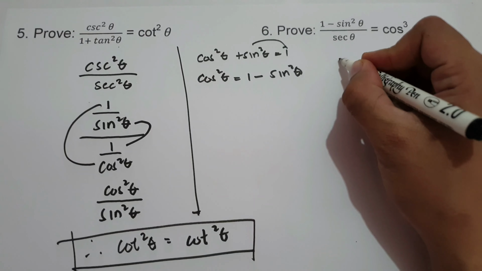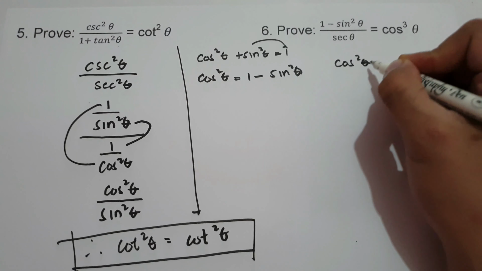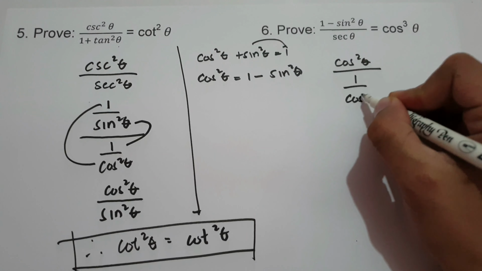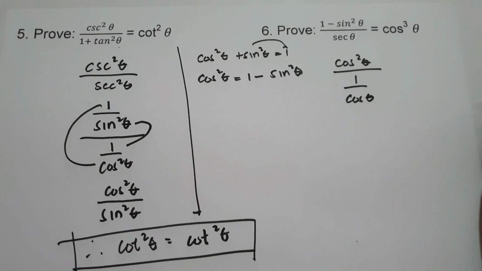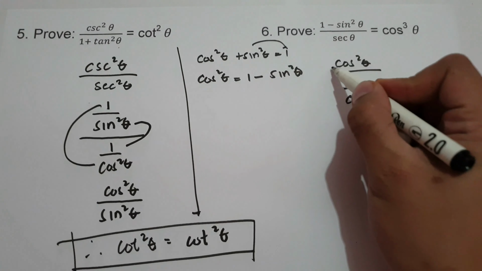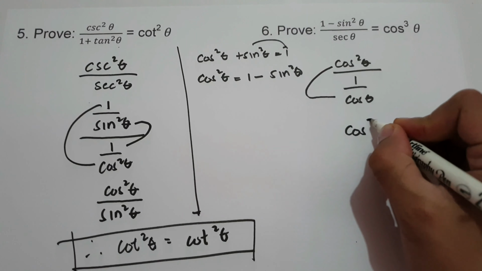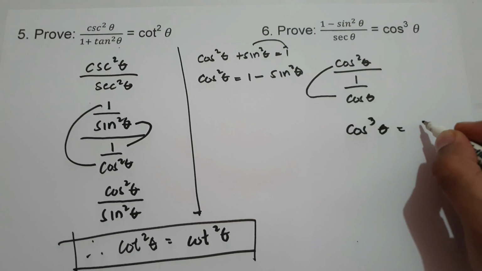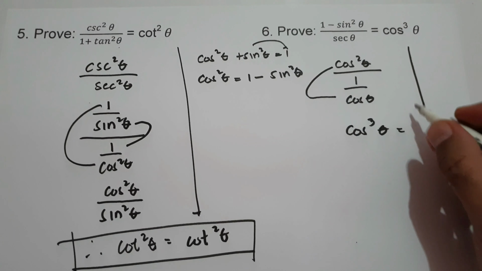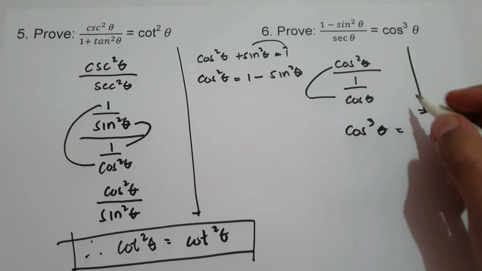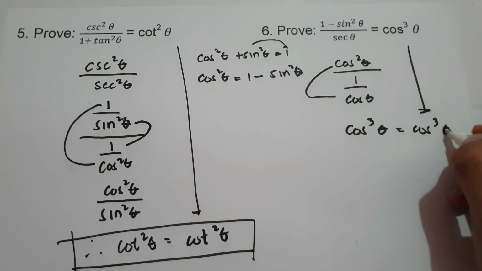So we are going to have here cosine square theta over secant theta, that is 1 over cosine theta. So let us simplify. Cosine square theta multiplied by cosine, that is cosine cube theta. Therefore, we prove that 1 minus sine square theta over secant theta is equal to cosine cube theta.